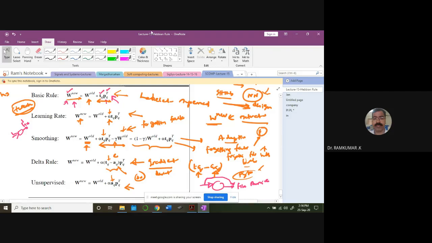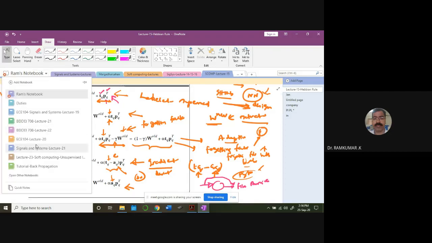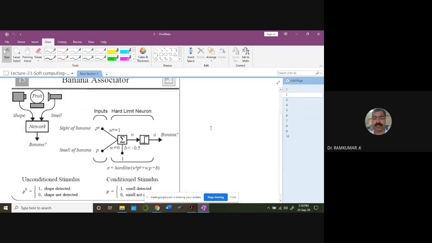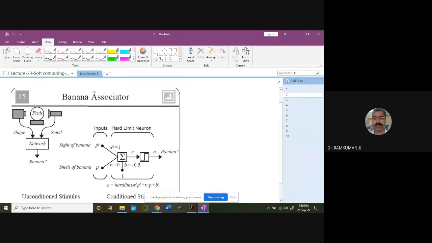Now without a target, how can we do it? Unsupervised mode of learning. Can you imagine that? So here is a classic example. Here we have a banana associated. We have the sight of banana and then the smell of banana. I'm going to keep this weight constant and I'm going to update this weight. So this is the smell of banana.